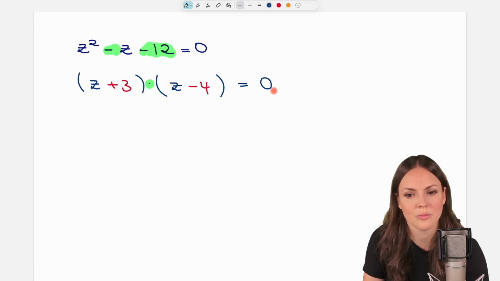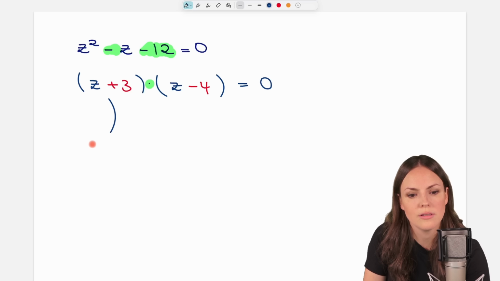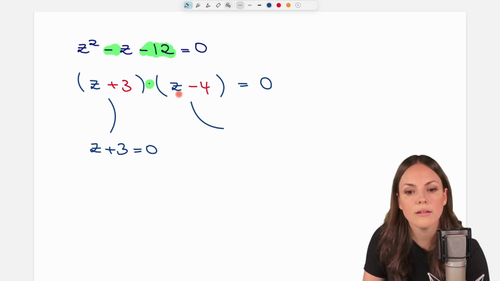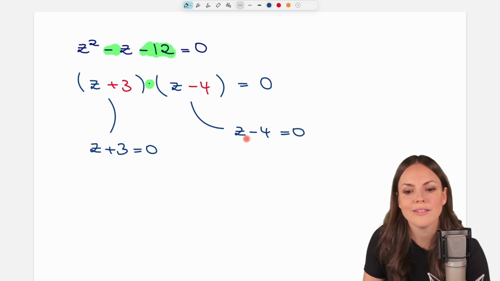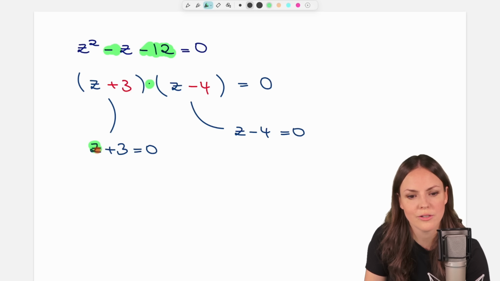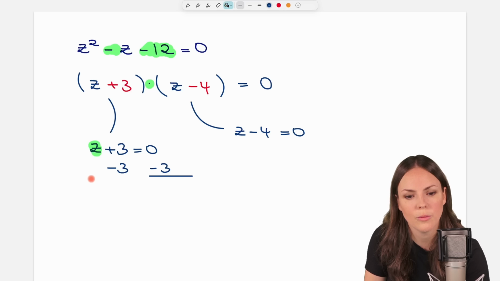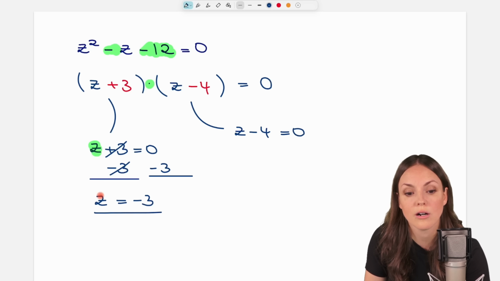And this is only possible if either the first parentheses are equal to 0, so z plus 3 is equal to 0, or if the second parentheses are equal to 0, so z minus 4 is equal to 0. Let's solve these smaller equations now. To solve for z here, let's subtract 3 on both sides of the equation so that we have z left here because this cancels out. And on the other side, we get negative 3.